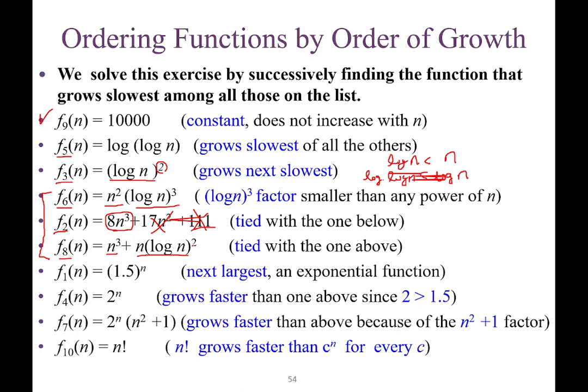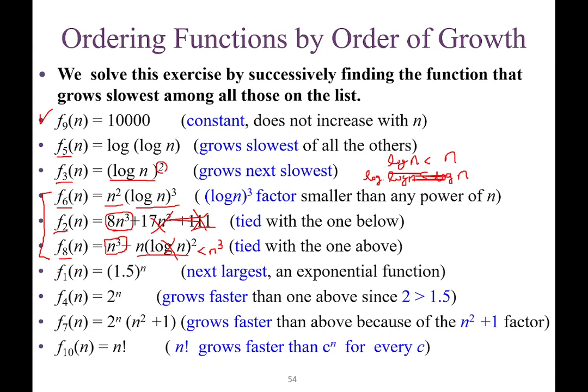Then for f8, n times log n squared. So remember, log n is less than n. So n times log n times log n is less than n times n times n. So this one is less than n cubed. If this term is less than n cubed, then this term is useless when it is added to n cubed. So in this case, f2 and f8 have the same order. It's a polynomial function, an n cubed function.